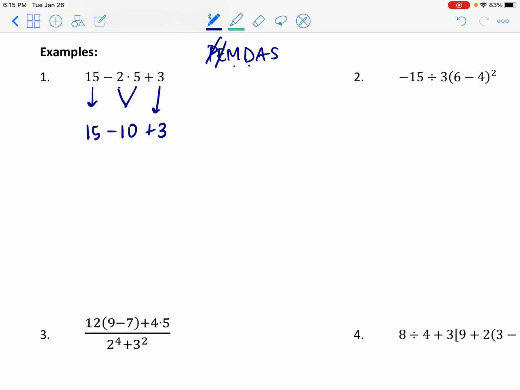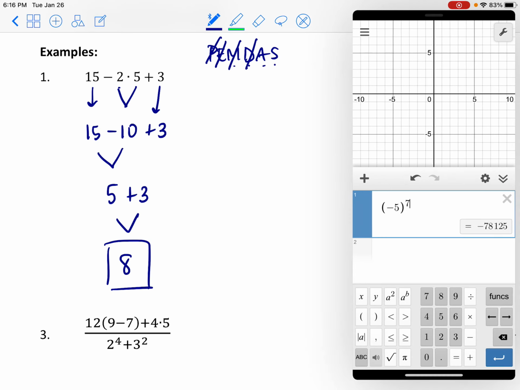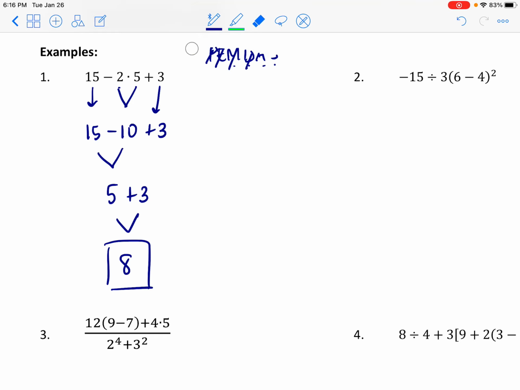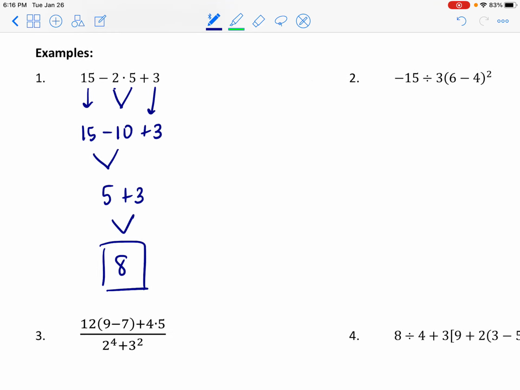And now we've taken care of multiplication. There is no division, so now it's adding and subtracting, again, left to right. So left to right now, the 15 minus 10 leaves us 5, and then I bring down the +3, and we put together 5 and 3 to make 8. So 8's going to be our final simplification. And again, the calculator will verify. So 15 minus 2 multiplied by 5 plus 3. And the calculator does those order of operations as well. So there it is. All right, let's try the next one here.